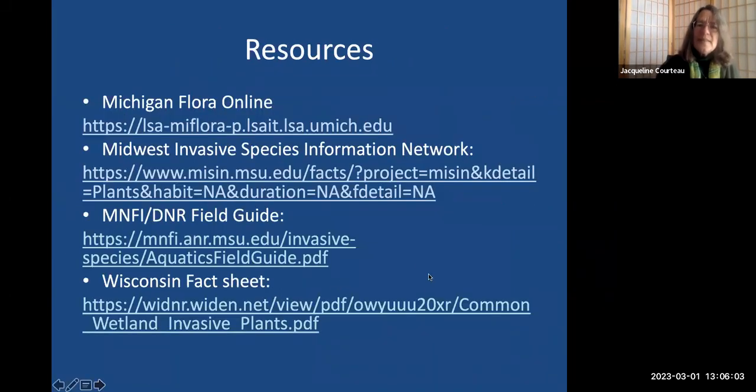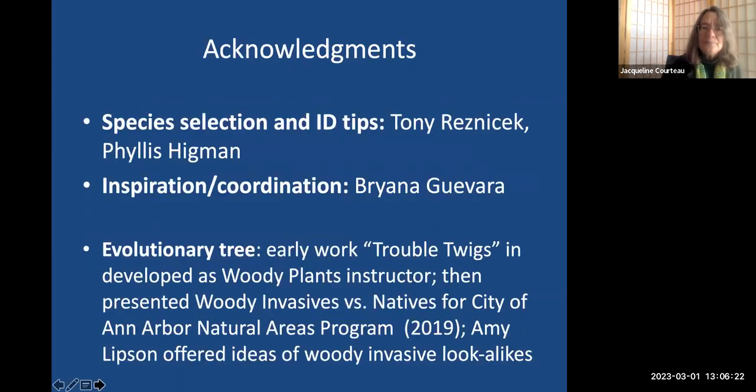Here are some resources I'd highly recommend. Michigan Flora, I used as a source for many of the photos. Michigan Invasive Species Network. I think I had sent out to everybody these 2 field guides, one from Michigan Natural Features and DNR, the Field Guide to Invasives, and a Wisconsin fact sheet. And just wanted to thank and acknowledge again, Tony Rosencheck and Phyllis Higman for species selection and ID tips.